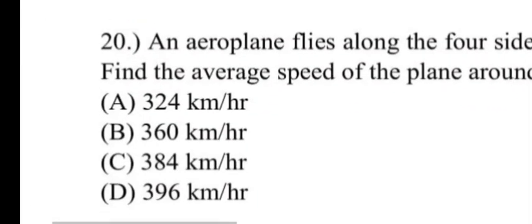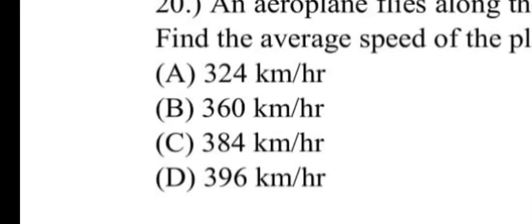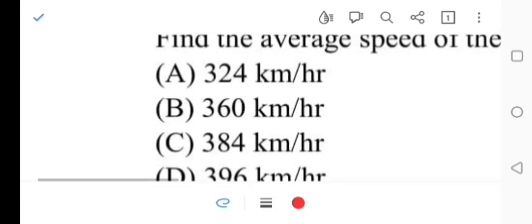Question 20 says, an aeroplane flies along the four sides of a square field at the speed of 400, 600, 800 and 200 km per hour. Find the average speed of the plane around the field. These are the options for you, ABCD: 324 km per hour, 360, 384, 396. Question 20, it will be 384 km per hour.